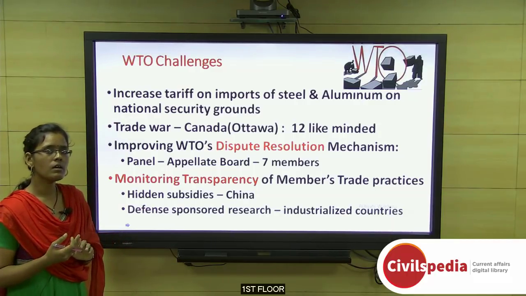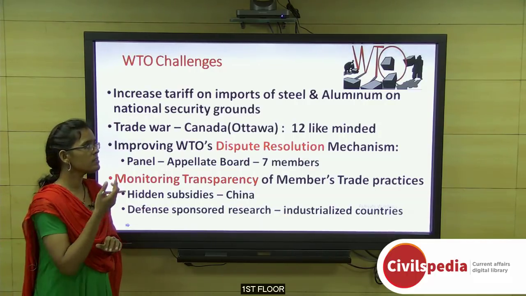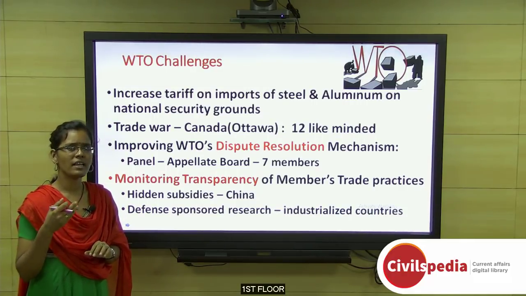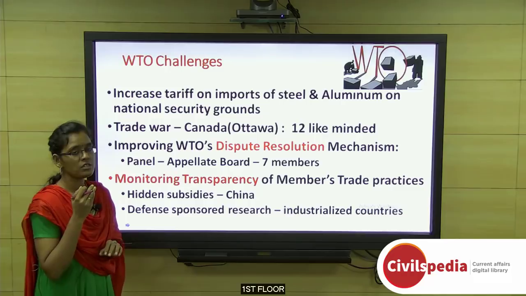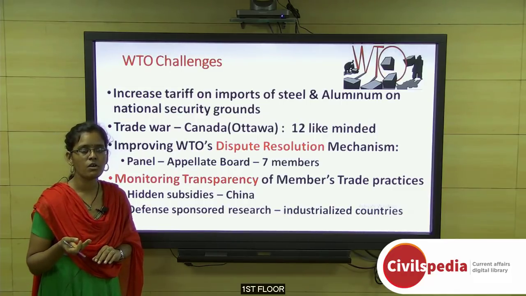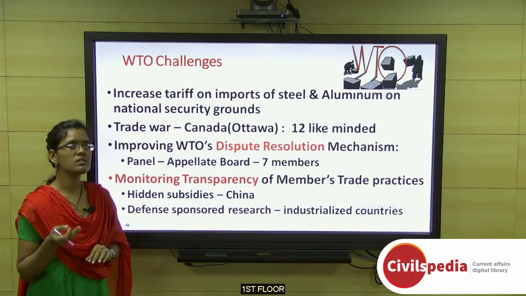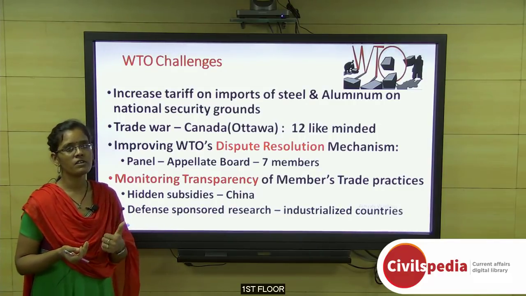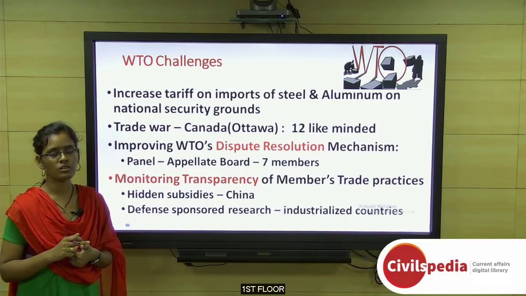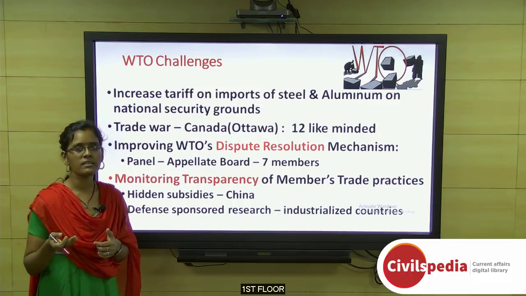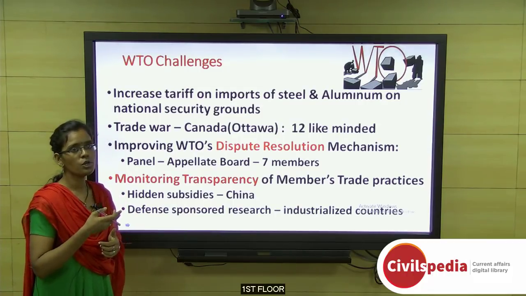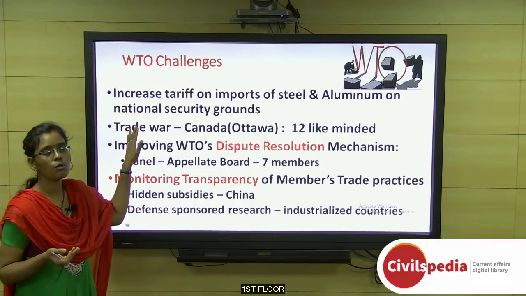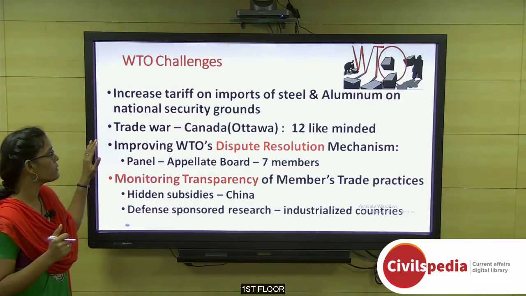It's not beyond that. Earlier, national security grounds were provided so that if there were any enemy countries, then on the ground of national security, they could put a tariff. But now the US has used the national security grounds in the name of protectionism. So it is the first time it is hampering world trade, because protectionism is against globalization. While the WTO's main objective is to attain globalization, the protectionism movement is hampering the WTO's movement.